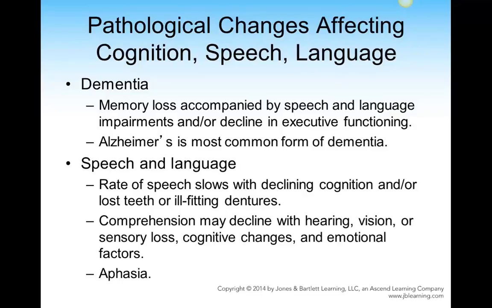The pathological changes with cognition, awareness, speech and language: dementia is one of our biggest. It is memory loss accompanied by speech and language impairment, and Alzheimer's being the most common form. But we see that decline, and not only do we have cognition decline, but they lose that ability to form sentences, to get the words out. The speech slows. You also have to do oral, make sure that their teeth are fitting or not fitting. Do they have a dry mouth? And that comprehension will also decline with hearing, vision, and sensory, all the way to aphasia.